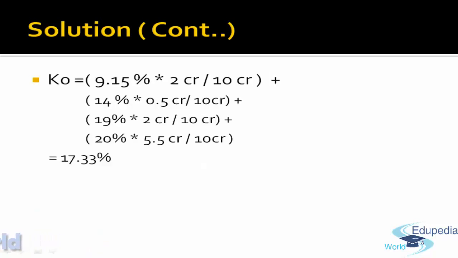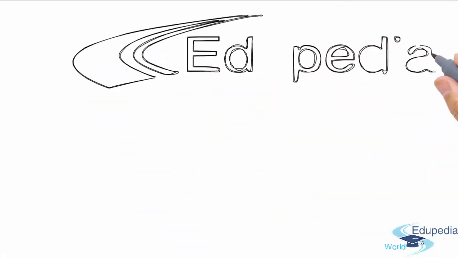We are going to take the weights, that is the target weights for the company, and compute the overall cost to the company. So Ko is 17.33%.